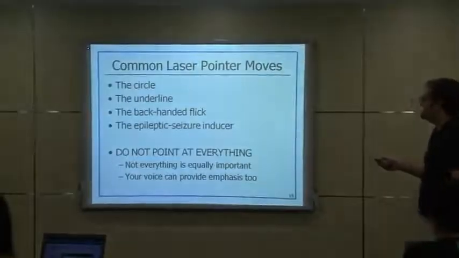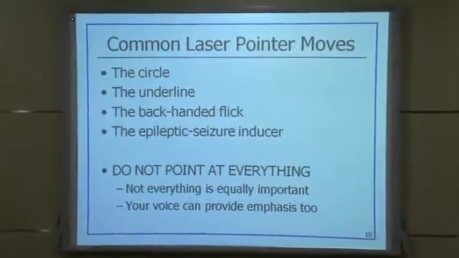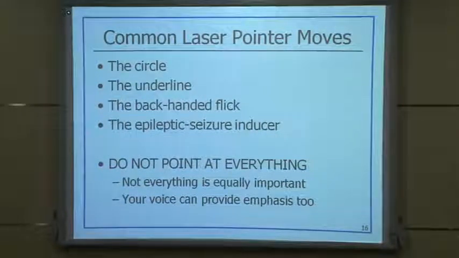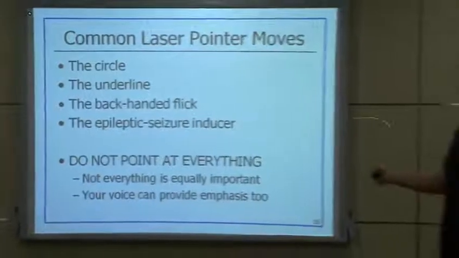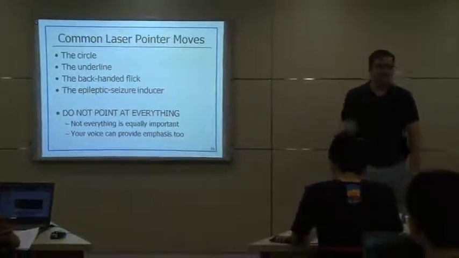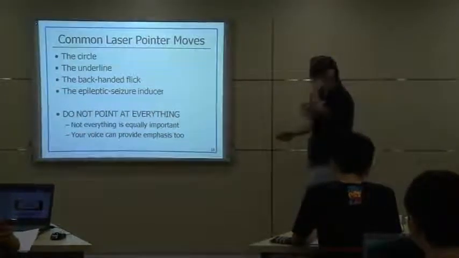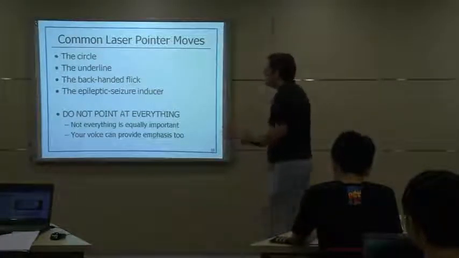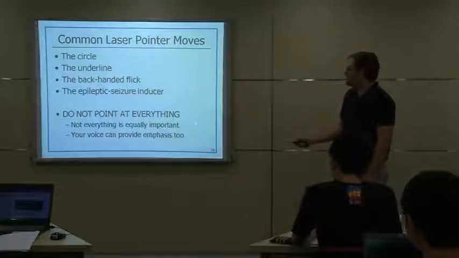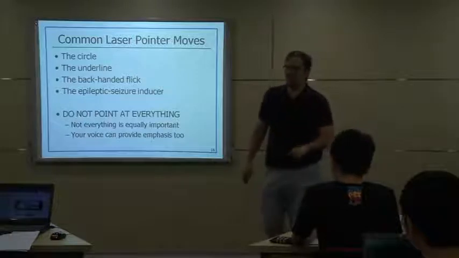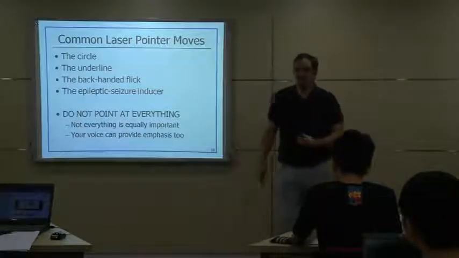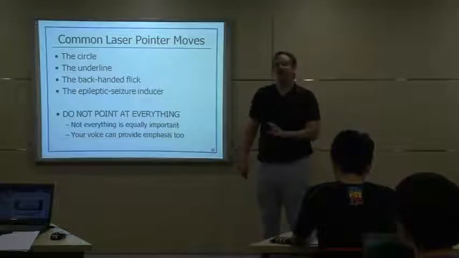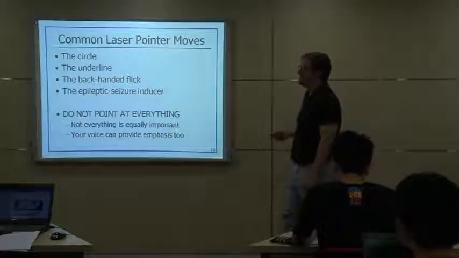So you can say we've got the circle, the underline, the flicking like this, and then there's this, where I'm really just moving around and holding the button, and I'm not paying attention to what I'm doing. I'm just going around in circles, and somebody is going to go crazy. So, like we were just saying, don't point at everything. Not everything is equally important, and your voice should provide emphasis too. Using emphasis to say, this is the most important thing about my talk, can do just as good a job as a laser pointer to circle one thing.